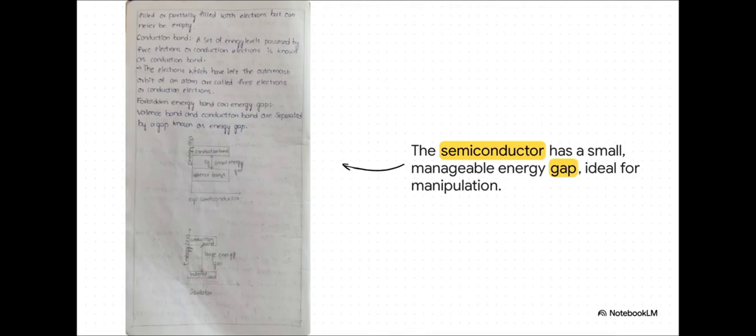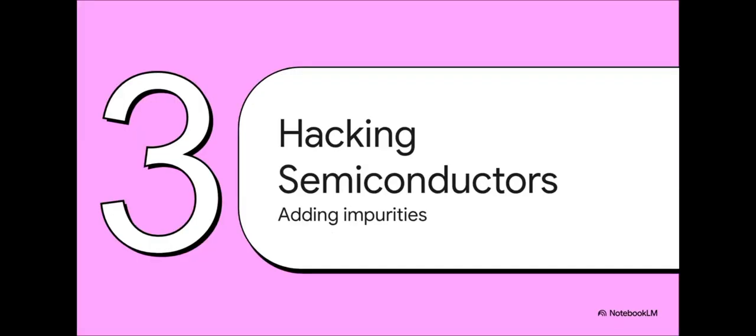And here we have our hero, the semiconductor, sitting right in that Goldilocks zone. It has a small, totally manageable gap. It's not zero, but it's not a canyon either. It's just right. And that perfect little gap is exactly what we need to start manipulating things. So if we know that gap is the key, how do we mess with it? Well, this is where things get really, really clever. We can literally hack the semiconductor by sprinkling in a few specific impurities. It's a process called doping, and it totally changes the rules of the game.